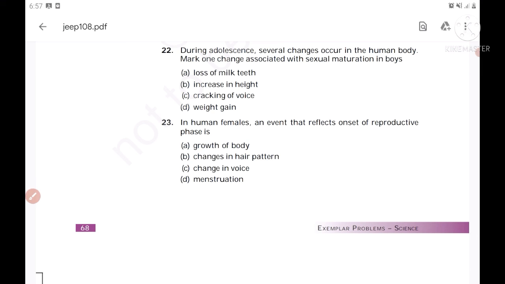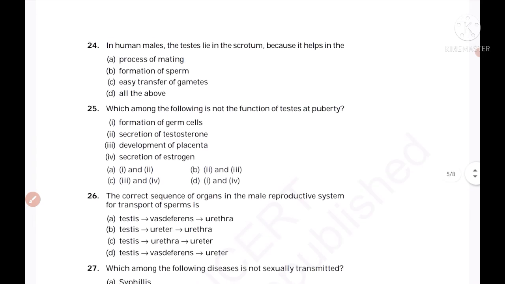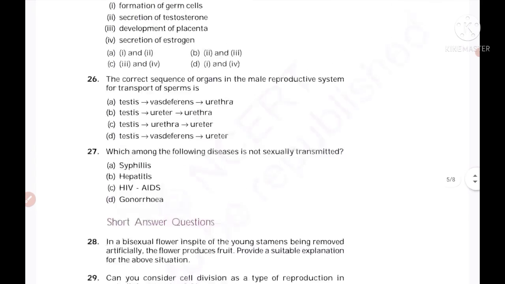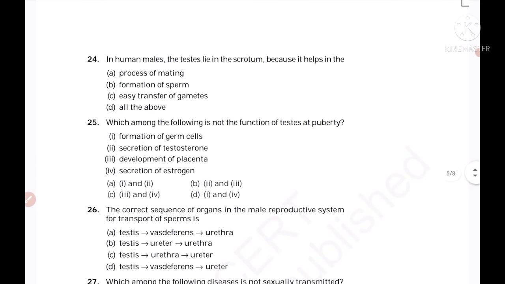We'll go for the next question. Okay, I didn't say which answer, so answer is D. Menstruation. We'll go for the next question, 24. How many questions are there? Okay, only 27. Cool. We'll finish it today only.